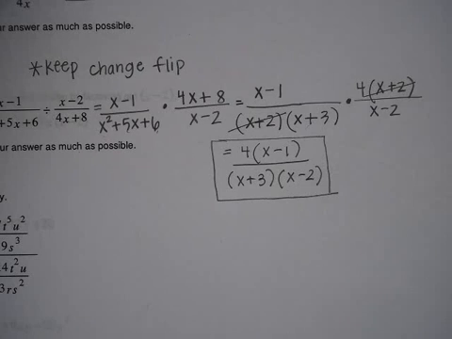So on the top you're going to be left with 4 times x minus 1. And on the bottom, you're going to be left with x plus 3 times x minus 2. And that is your final answer. Okay? That's your final answer. Alright, questions on 25.